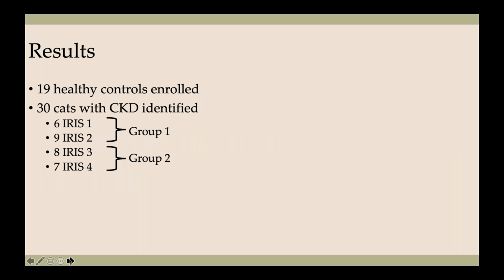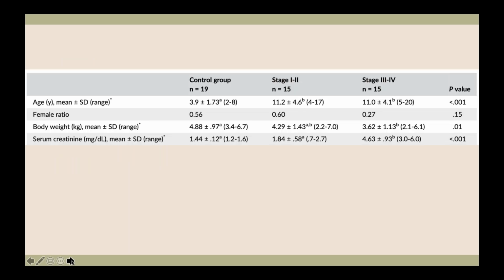So they only ended up enrolling 19 of their healthy controls. They don't say why out of the 28, they only ended up with 19. And they identified 30 cats with CKD, and fairly equal across the 4 IRIS stages, but they were low numbers. They grouped them into 2 groups. Group 1, which would be IRIS stages 1 and 2, and group 2, that was 3 and 4. I thought pretty low numbers for a 6-year time frame for cats that were going to fit their inclusion and exclusion criteria.